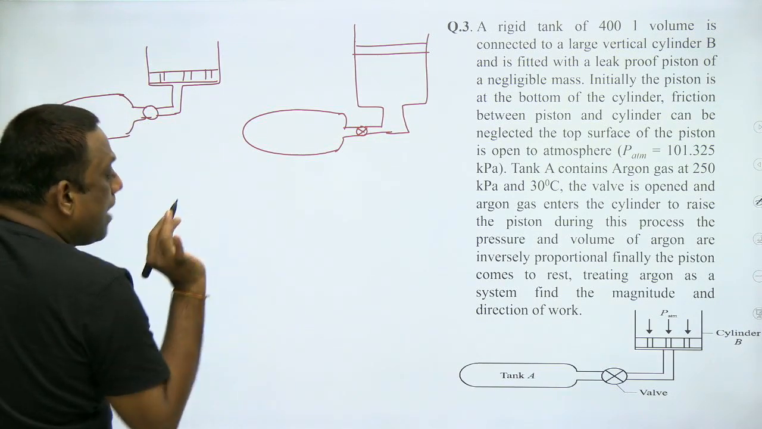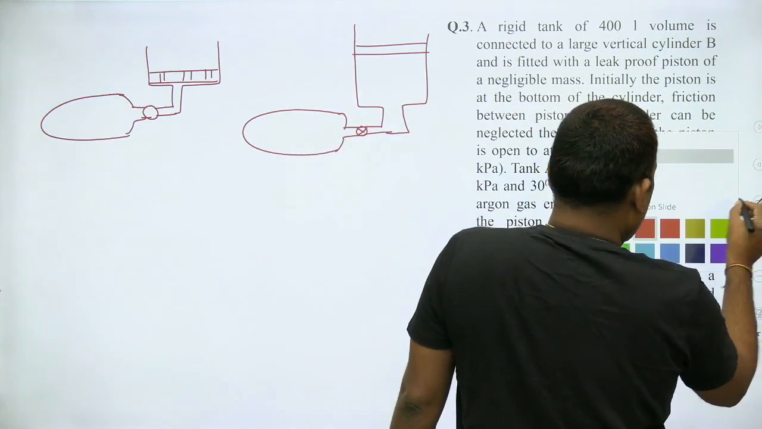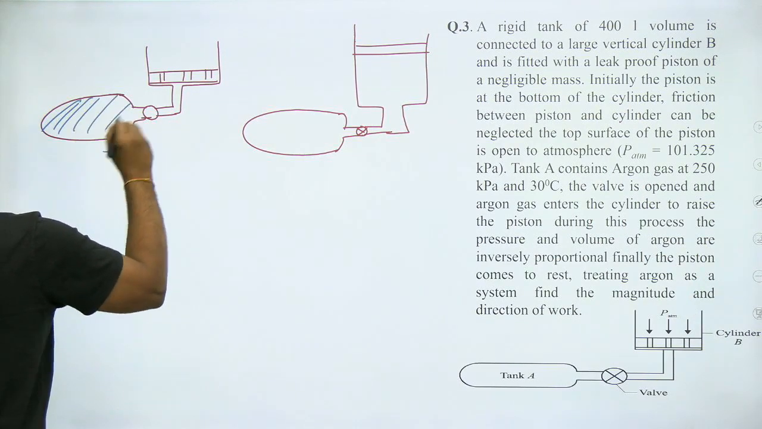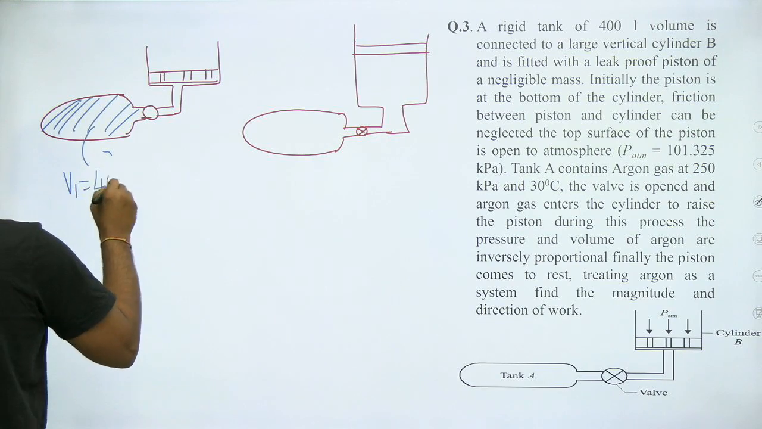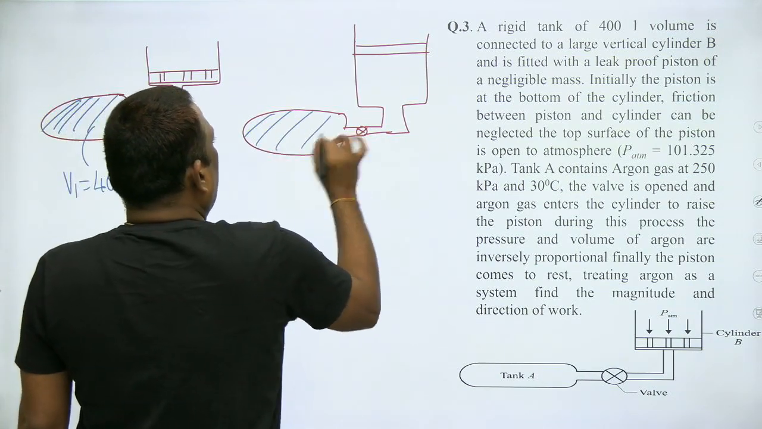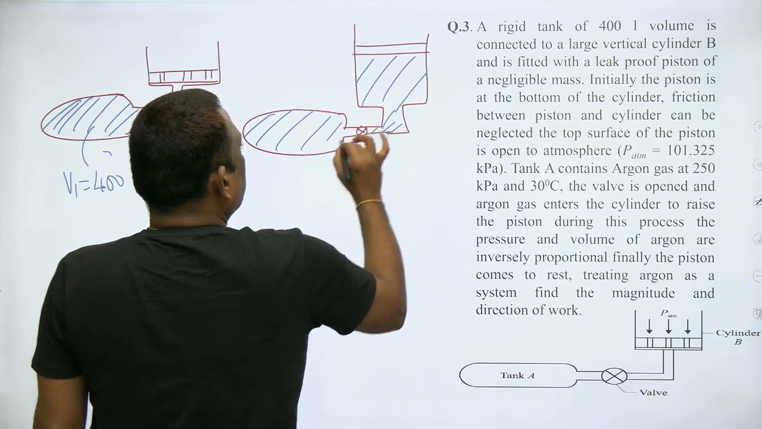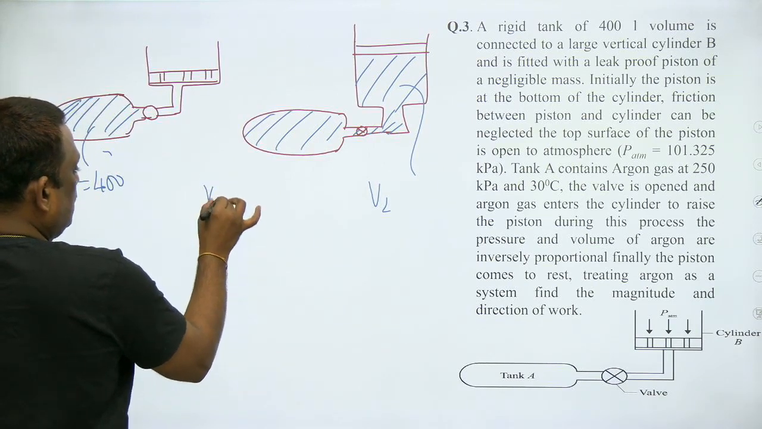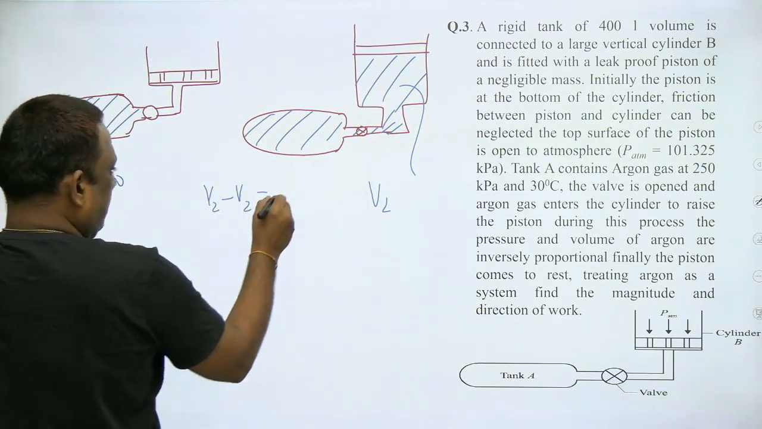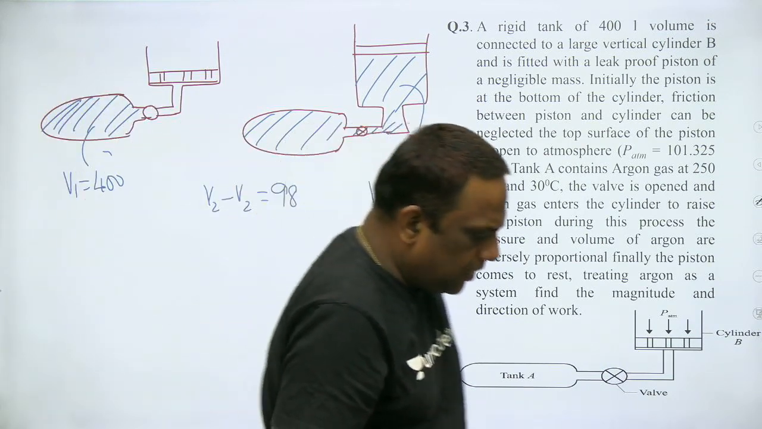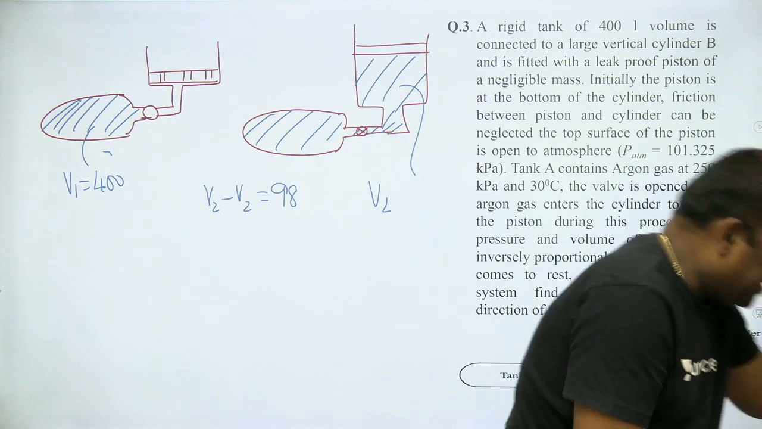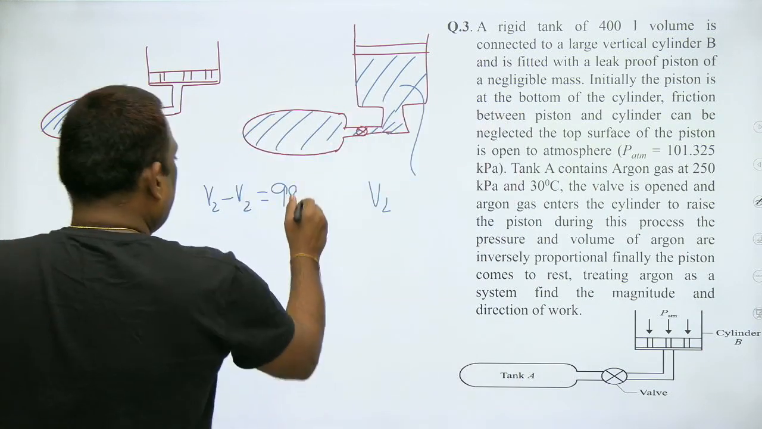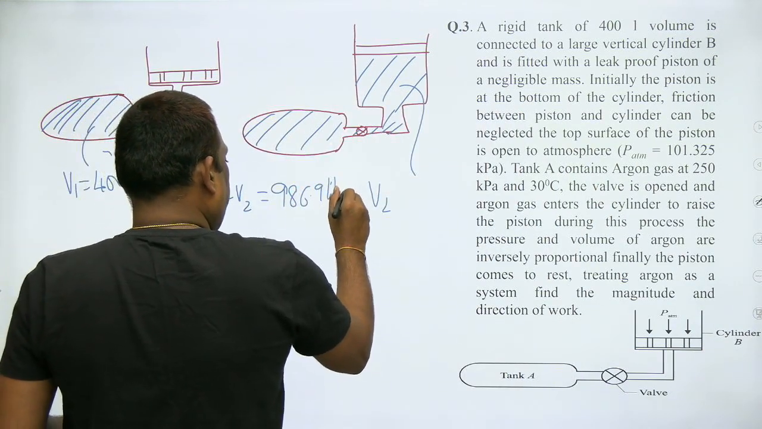Now observe carefully. This much is the volume occupied by argon. Initial volume is 400 liter. Now finally argon is occupying this much volume. So this is our final volume V2. Let us calculate the change in volume, V2 minus V1. What is V2 minus V1? Already you calculated it, something like 986.9 liter, mind you.